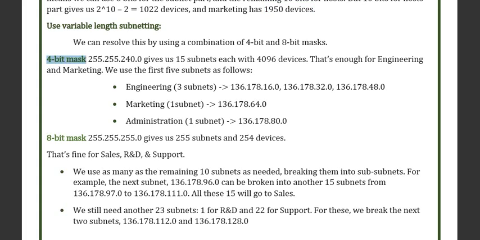First, the 4-bit mask. Here we start with 255.255.240.0, which gives us 15 subnets of 4096 addresses each. That is enough for engineering and marketing. That is why the engineering section has 3 subnets, which are 16, 32 and 48. In the marketing section we give the one right after 48, which is 64. In the administration section we give them the number 80.